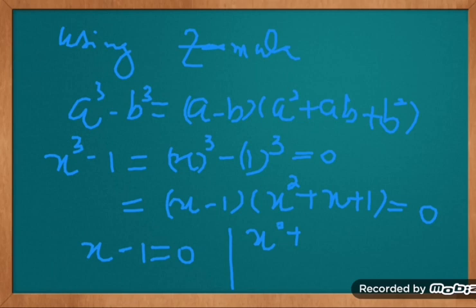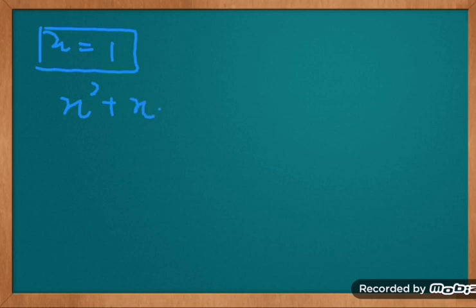plus x plus 1 is equal to 0. Now which implies x is equal to 1 and x square plus x plus 1 is equal to 0 can be solved by using quadratic formula.